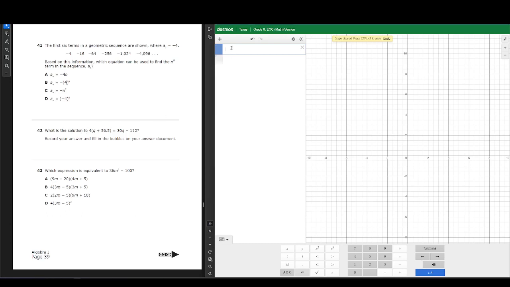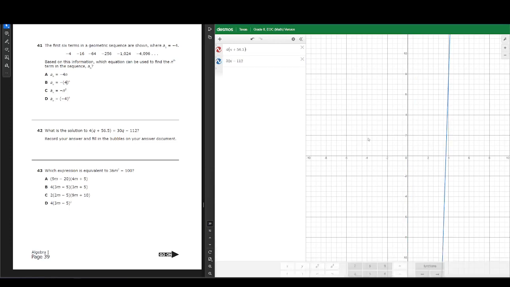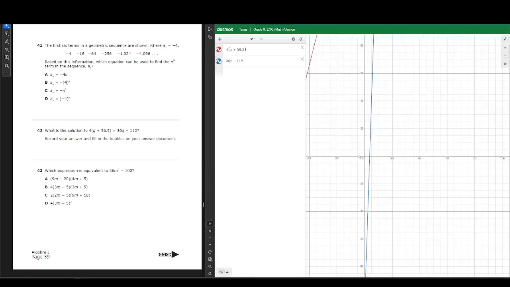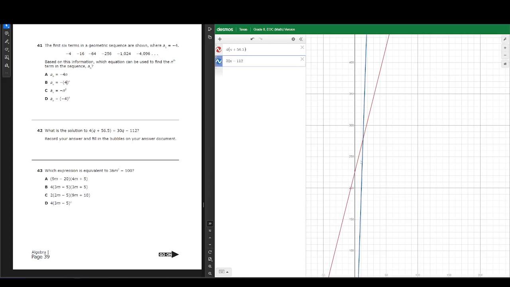All right, what is the solution to this? So like previously, we can set this up as a system, basically. So we can do 4 times x plus 56.5. And obviously the correct solution to this is to use algebra and opposite operations, inverse operations, and move terms around until you solve it. But if we graph it as a system, we can find that these cross at 13.